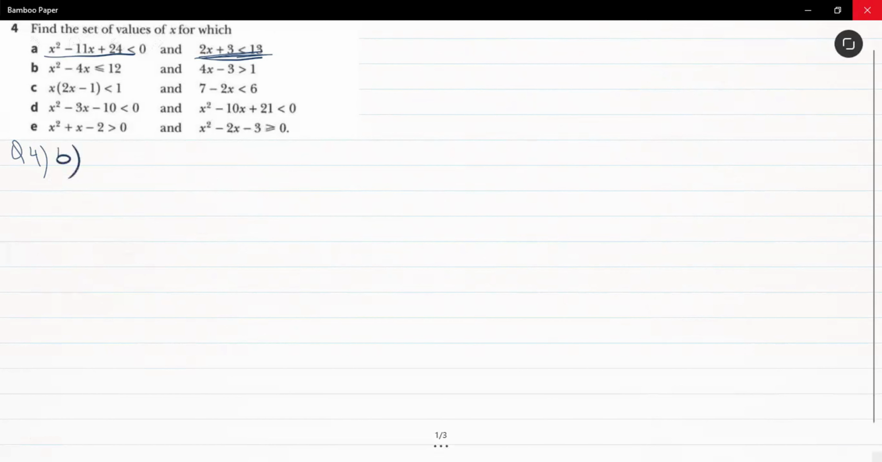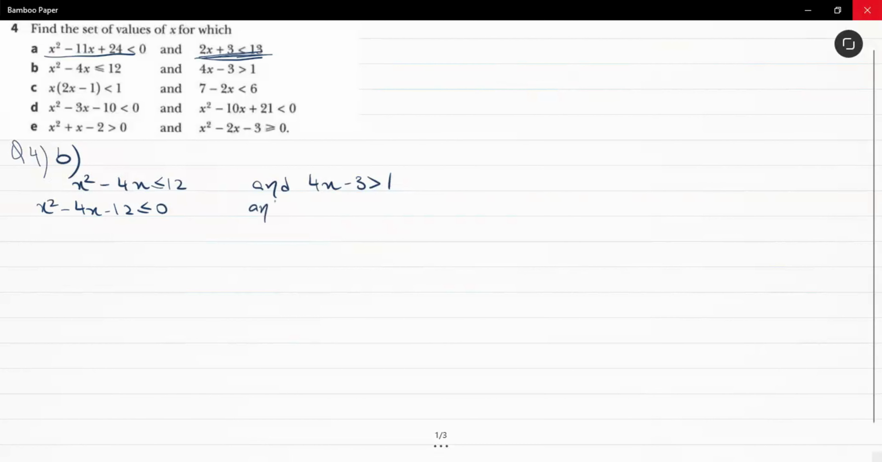Okay, for part B, we have again two inequalities: x squared minus 4x is less than or equal to 12, and for the other one, we have 4x minus 3 is greater than 1. Okay, so if you just solve this quadratic, x squared minus 4x minus 12 is less than or equal to 0.